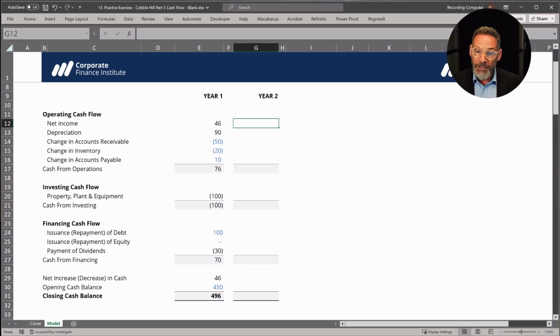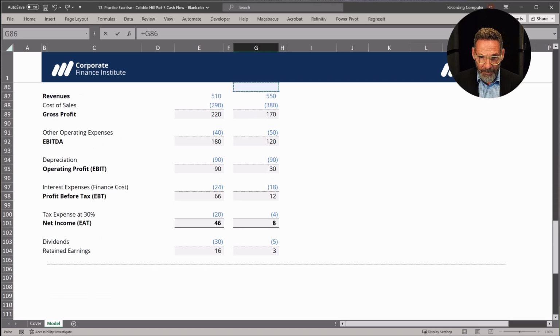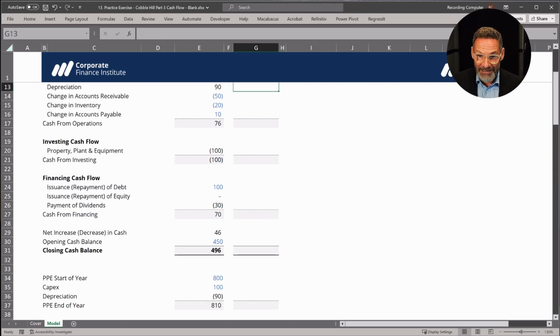So the cash flow is at the top. I'm going to start linking this, and I'm going to go down now. I need to go to the income statement right at the bottom. I need to go to net income. We're going to start with 8.